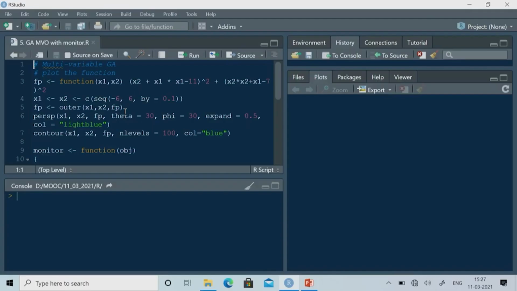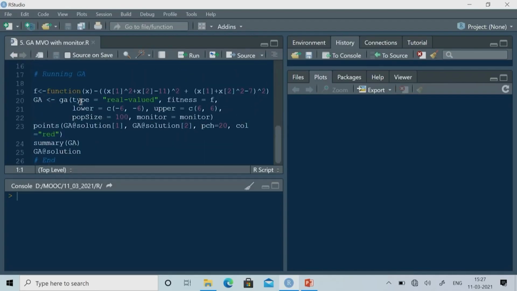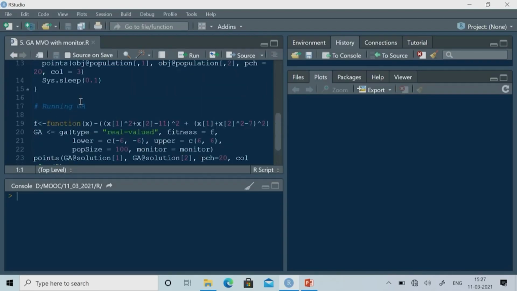Like the single variable function, I can also monitor the solution in case of a multivariable function. Let us see how we can monitor the GA iteration. So, here for this particular function again, that is (x2 + x1^2 - 11)^2 + (x2^2 + x1 - 7)^2, I would like to put the monitor function. Okay. So, that I will do.